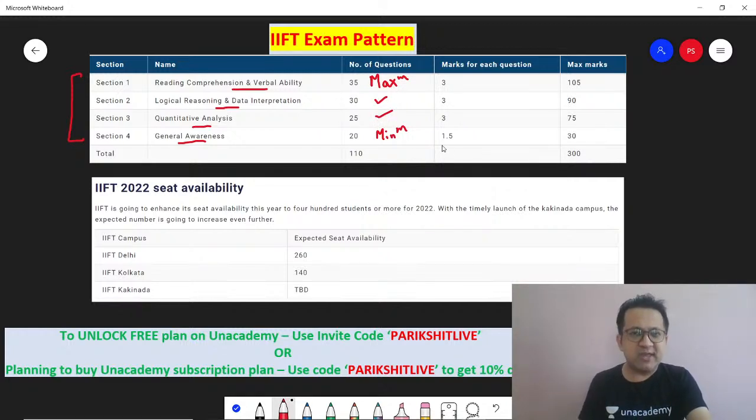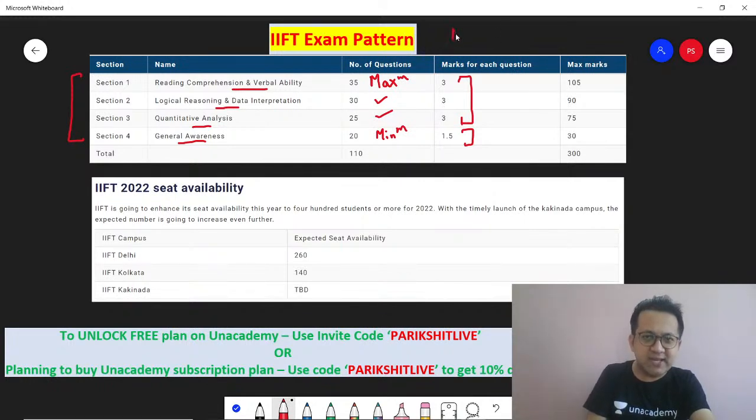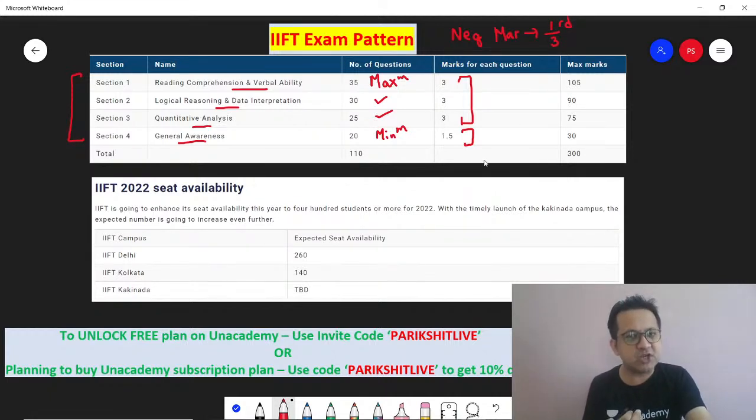Marks per question is 3 marks for VRC, quants and LRDI, while for GK it's only 1.5 marks per question. What is the negative marking? Negative marking is 1/3 of the total marks, 1/3 of your marks in that question. So if it is a 3 marks question and you get it wrong, -1. You get it correct, +3.